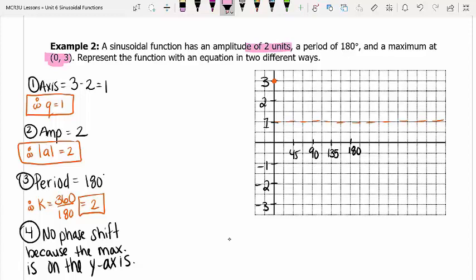If you wanted to add more to your graph, because you started at a maximum, you know that we're going to be using the cosine function. And then you know that your full cycle is going to end at 180. So you're going to have another point at (180, 3). If your amplitude is 2, then you know that your minimum is going to occur halfway through the cycle, so at 90, and it's going to occur 2 units below the axis, so at -1.